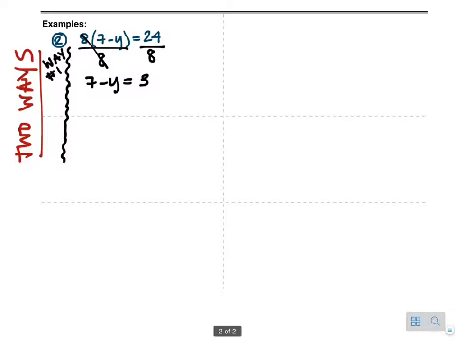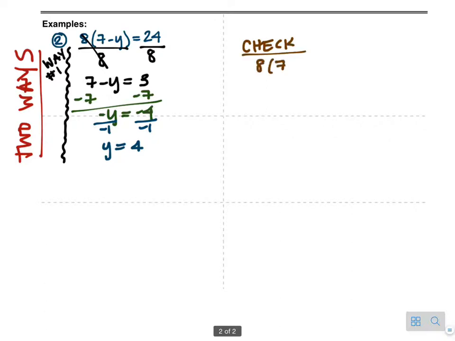And then I'm going to go ahead and solve for y. This requires me to subtract 7 from both sides, and I will get negative y, so be sure you're carrying that negative with it. Negative y is equal to negative 4. That would mean I can divide both sides by negative 1 and get a positive y is equal to a positive 4. Let's go ahead and check this answer.